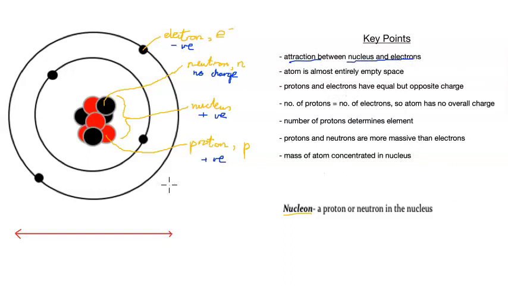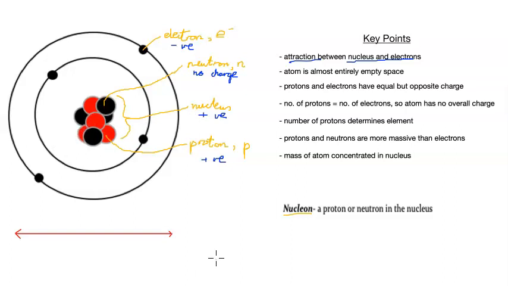Something you may not have thought of is the fact that the protons are so close together in the nucleus, and they all obviously have the same charge, and we know that like charges repel. So for them to be in this configuration, there must be another force involved, and we'll talk about that later.